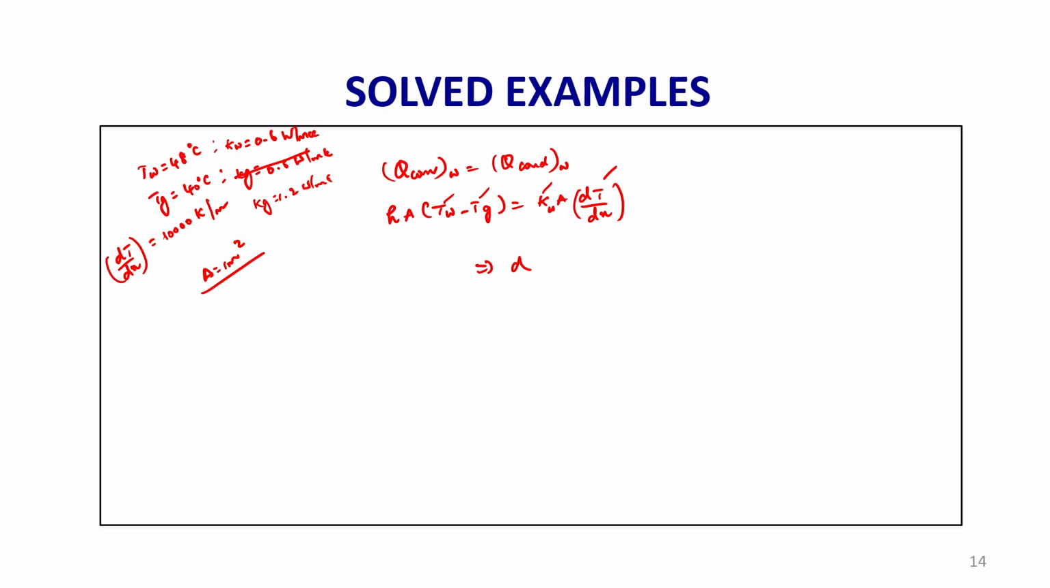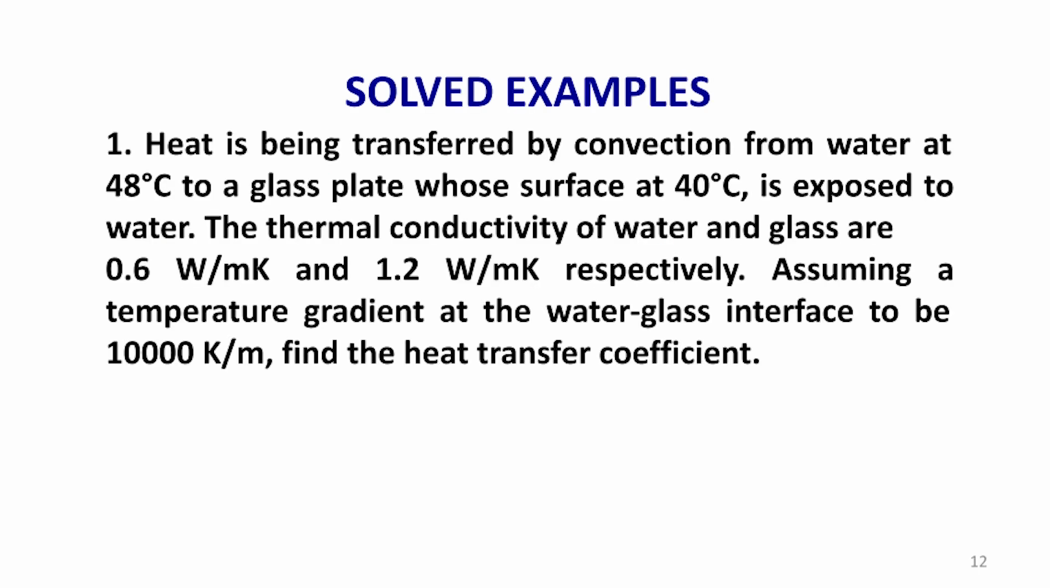With this we can find out, these terms will get cancelled. In case there is only one term in any other equation, like q equal to H A delta T or q equal to minus K A dt by dx, if A is not known, we can take area as 1 meter square. So, the heat transfer coefficient is 750 watts per meter square Kelvin. That completes it, we had to find out the heat transfer coefficient, the value of H.